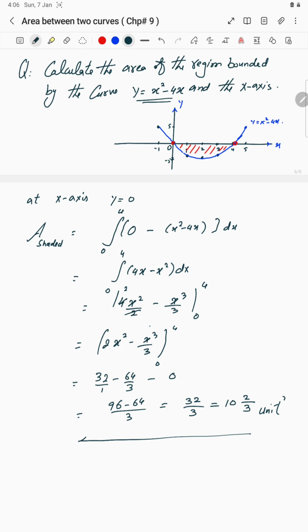Okay guys, the concept has been discussed well, and now you can take your topical and try to solve the questions based on the area of the region bounded by curves, or curve and line, or along the x-axis, y-axis, as we have discussed. Good luck. See you in the next video.